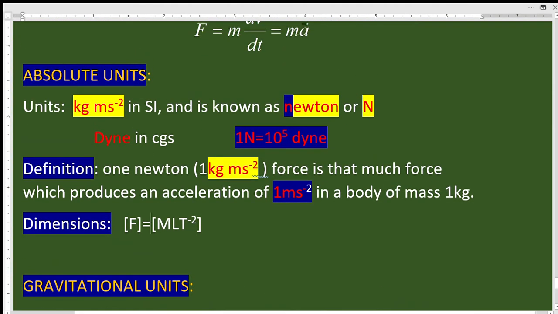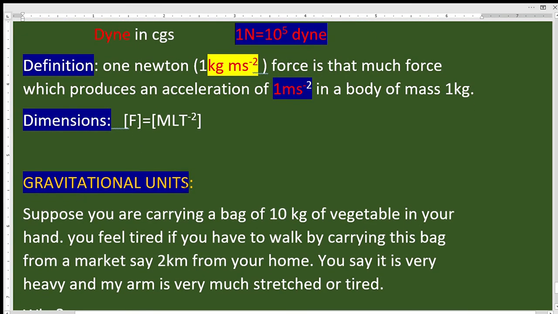Now we were talking about absolute units. When you come to gravitational units, you will come to know why these are absolute and why these are relative units. Suppose you are carrying a bag of 10 kg of vegetables. Suppose you go to some market and purchase, you or your mother or your father bought, say 10 kg of vegetables, and you have to carry that from the market to your house on foot. You are not having any cycle or vehicle. You have to carry that 10 kg in your hand.